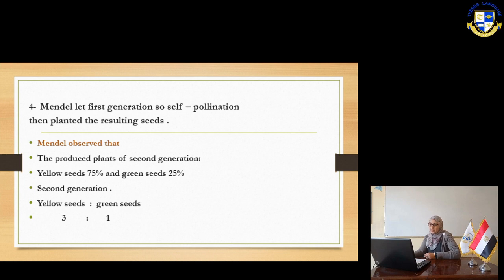So the appearance of dominant heredity traits in the individuals of the first generation occurs when two individuals are crossed, and one of them carries a pure trait contrasting the trait carried by the other individual.